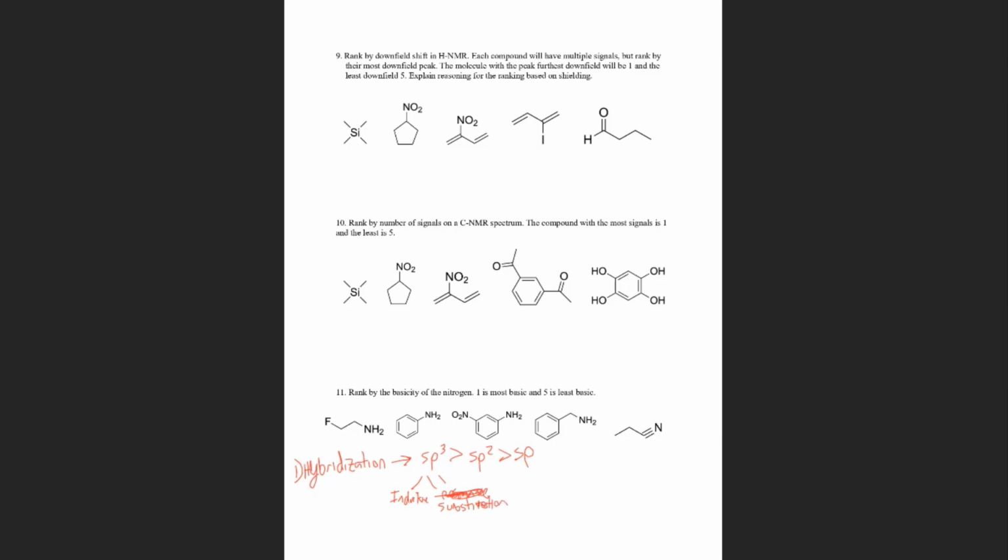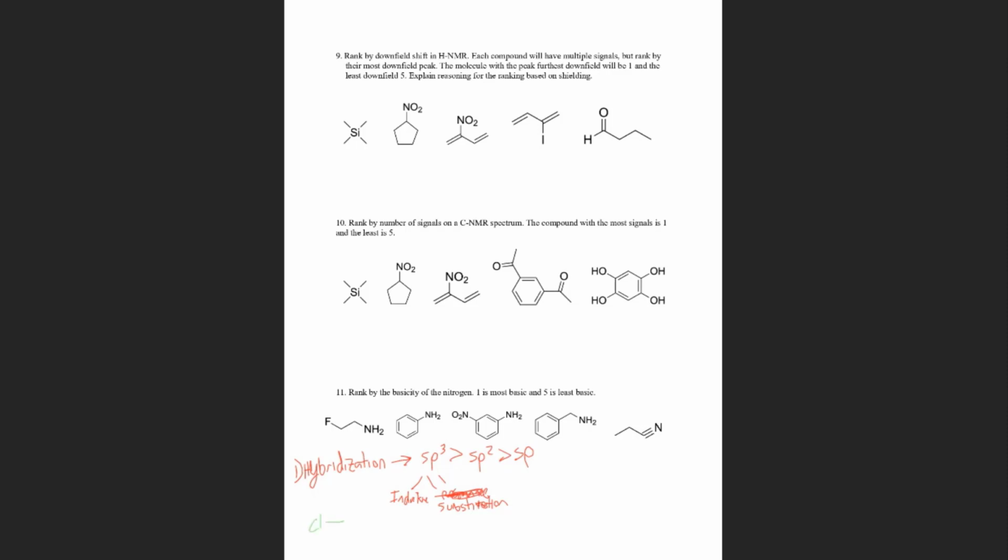So if hybridization determines it, do y'all remember, are electron withdrawing groups good or bad for basicity? Electron withdrawing groups are bad. Do y'all know why? That's okay. They destabilize the conjugate acid, exactly.